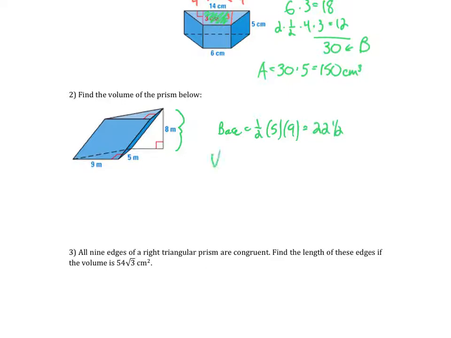And then to find the volume, oh, I noticed above I wrote A. I'm so used to writing area. Volume equals 150 centimeters cubed. The volume would be equal to 22 and 1/2 times 8, which is the height, which is 180 meters cubed. Okay.